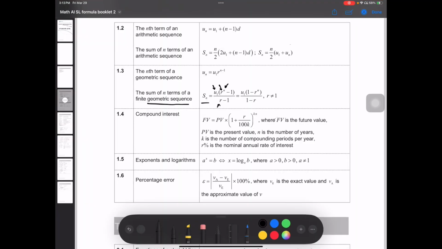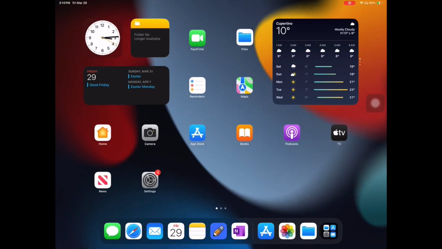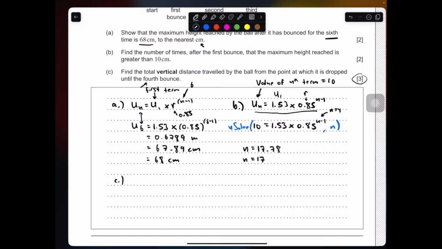I'm just going to erase this and then mark it up once again, I suppose. Here we go. So Sn is the sum of n terms of a geometric sequence. U1 is the value of the first term, r is our common ratio, and n is, of course, the number of terms that we want to find the value of. So let's go back to the document and write this out.